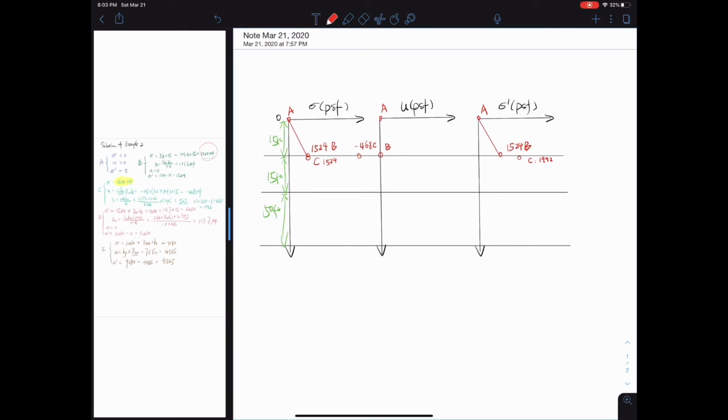Then let's move to point D. For point D, we calculated the total stress as 3230. And the pore water pressure of point D, because it is exactly on the water table, is 0 again. And the effective stress should be equal to the total stress, another 3230.